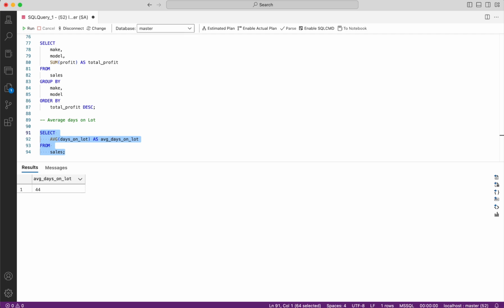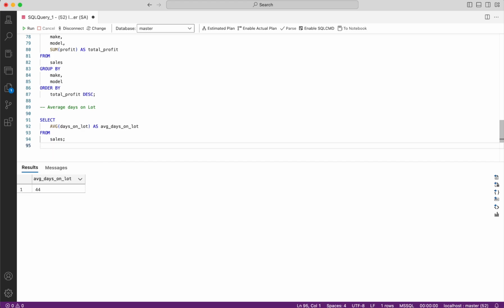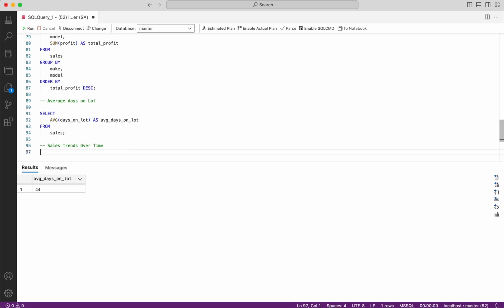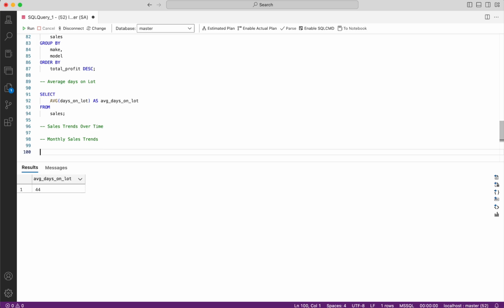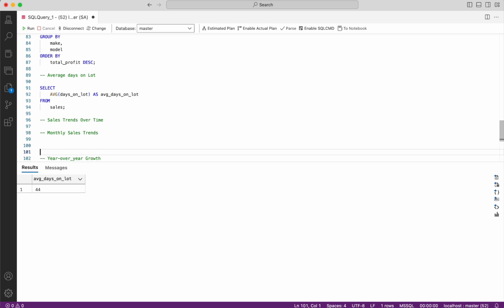And next, let's take a look at sales trends over time. So monthly sales trends, and then we'll look at year over year growth. Okay.